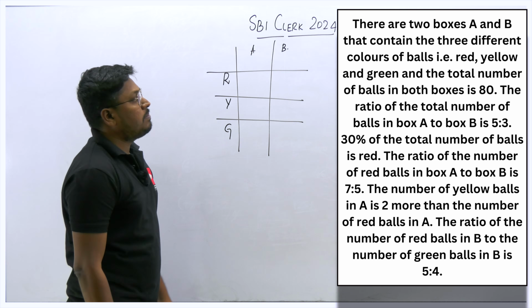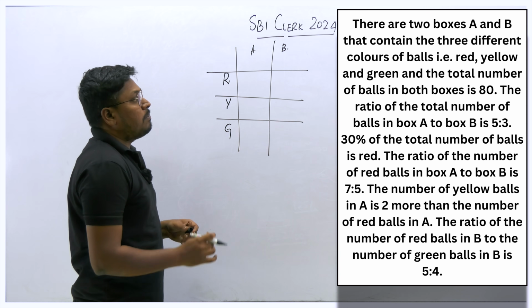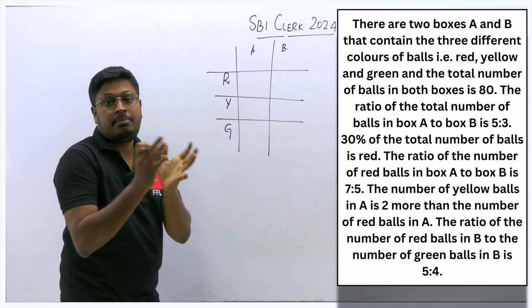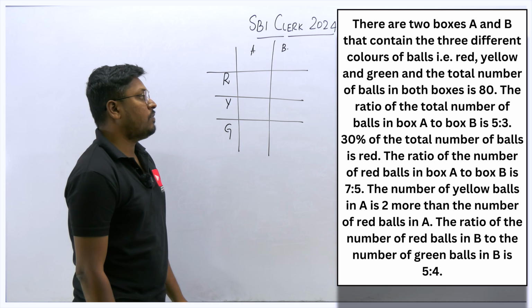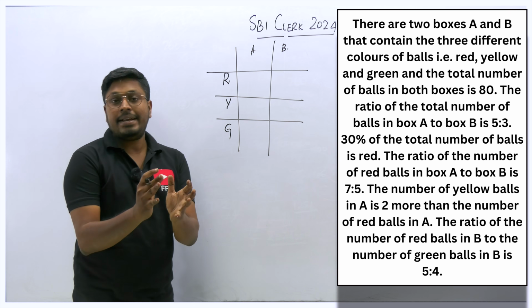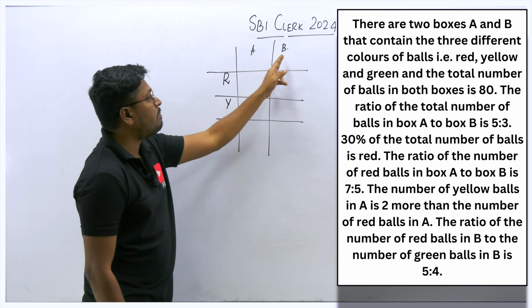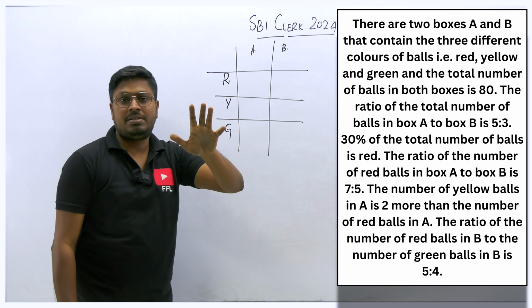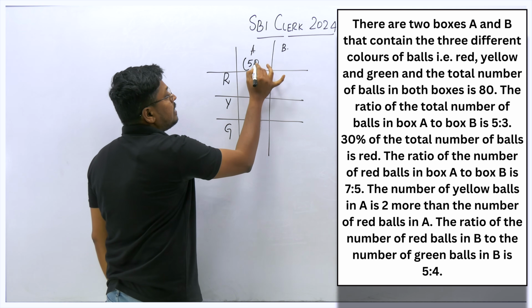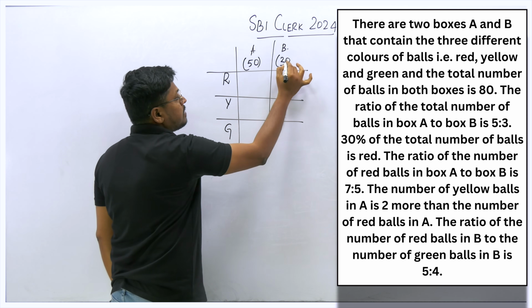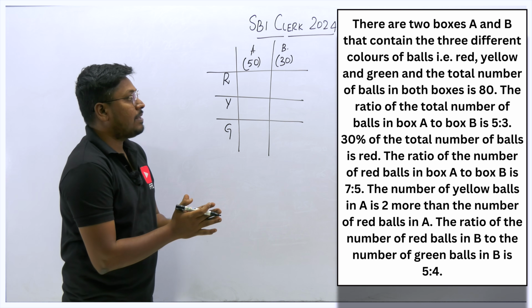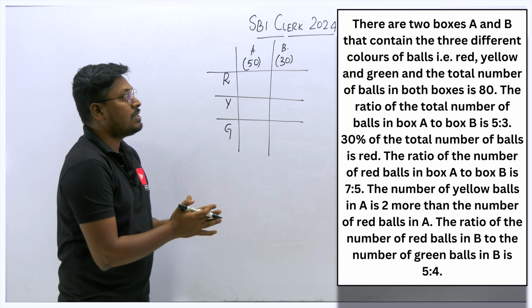So what is the first point? The total number of balls in both the boxes is 80. So box A and box B, the total number of balls will be 80. The ratio of the total number of balls in box A to B is 5:3. So out of 80 balls, 5 parts will be in A, 3 parts in B. If you split 80 into 5:3, it is 50:30. So the total number of balls in box A will be 50 and box B will be 30, so the total will be 80 balls. So the first point, 30% of the total number of balls in red.